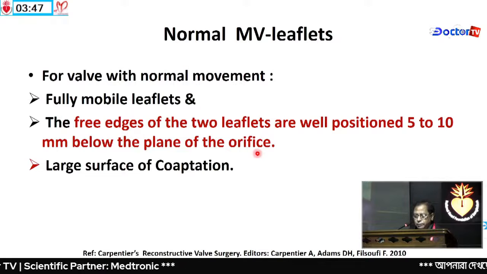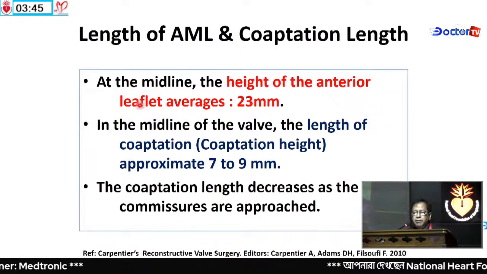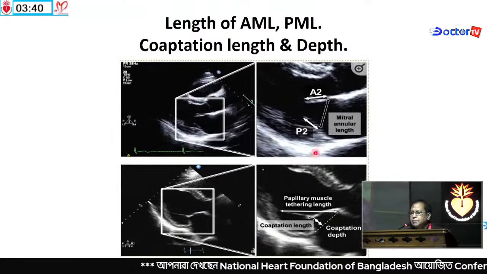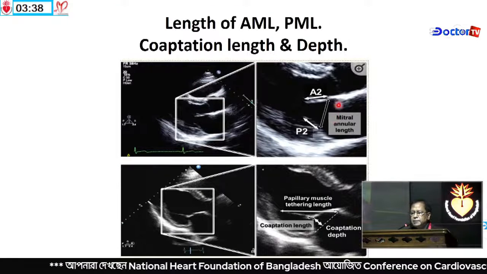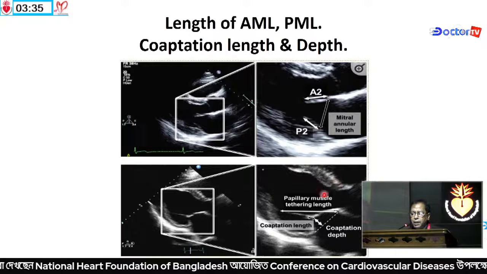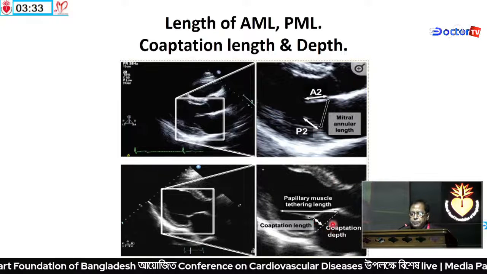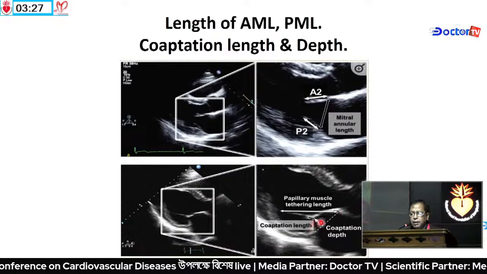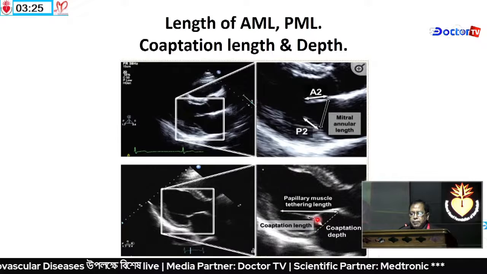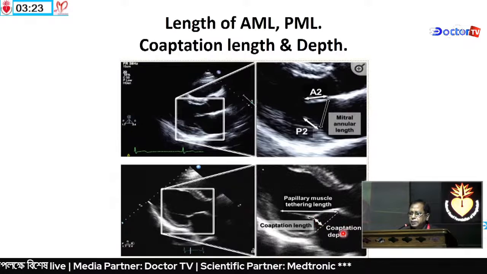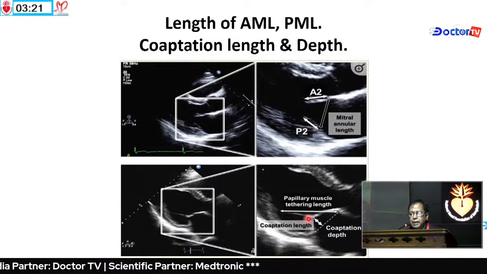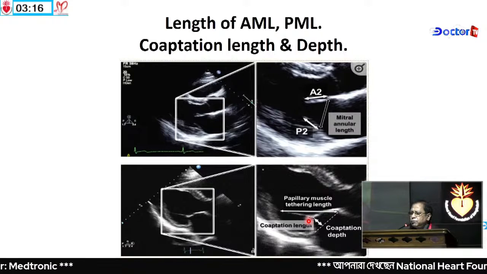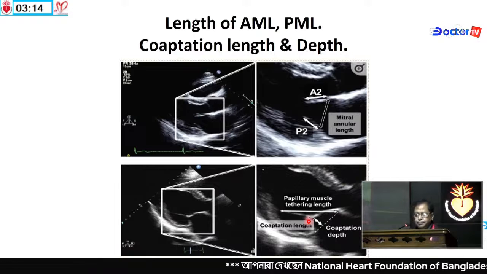This is very important. And the height of the anterior leaflet is usually on average 23 millimeters. And these are some pictorials to measure the length of AML and the length of PML. And you can see this is the coaptation depth. You have to draw an imaginary line along the annulus, then identify the point of coaptation, then measure this depth. This is the coaptation depth. And this is the coaptation length or coaptation height. This is important for a normal valve. It is 5 to 9 millimeters in length.